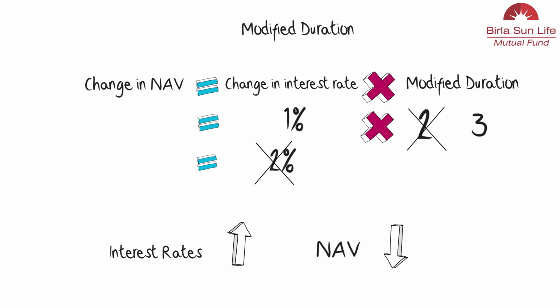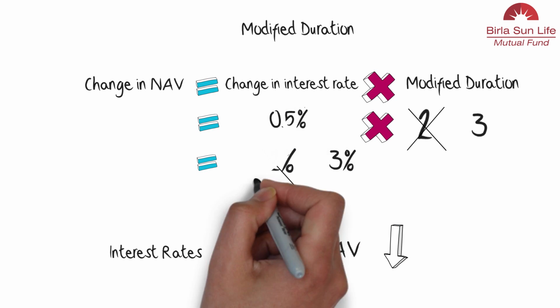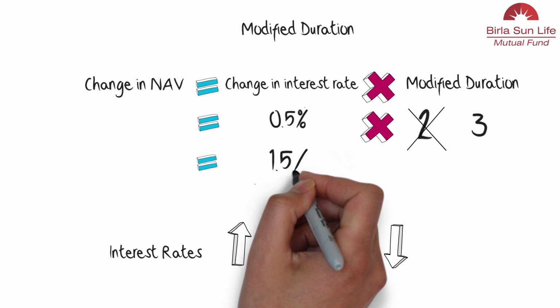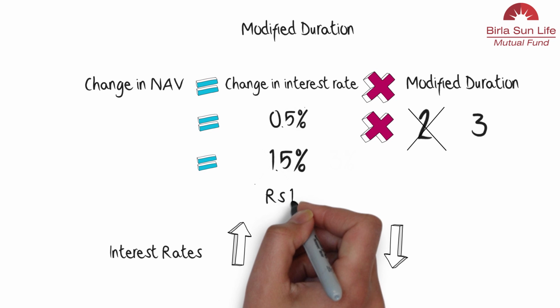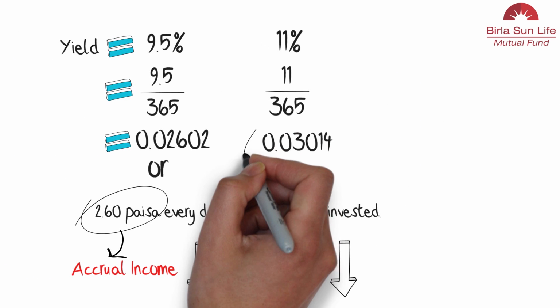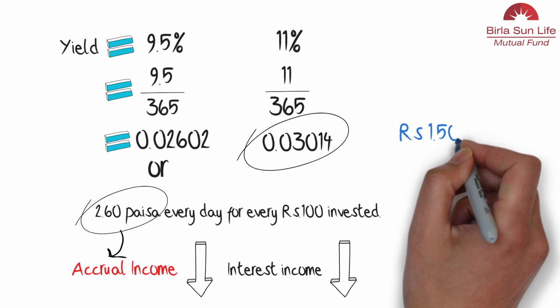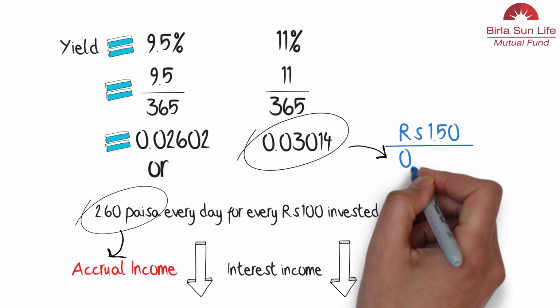We can actually link these two numbers. Assume that the interest rates went up by 0.5%. First, the NAV of the fund will fall by 3 into 0.5%, which is 1.5%. On rupees 100, that is a loss of rupees 1.5 in a single day. The fund was only making 3 paise a day. The fund will take 1.5 divided by 0.03, which is 50 days to make up for this loss.